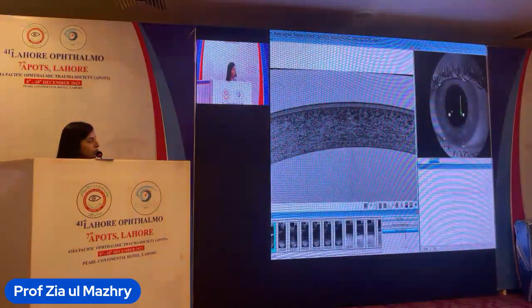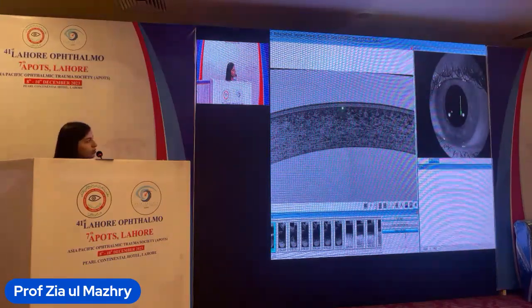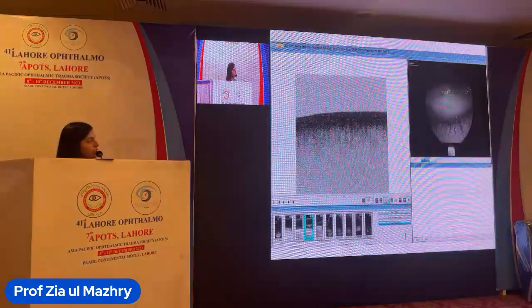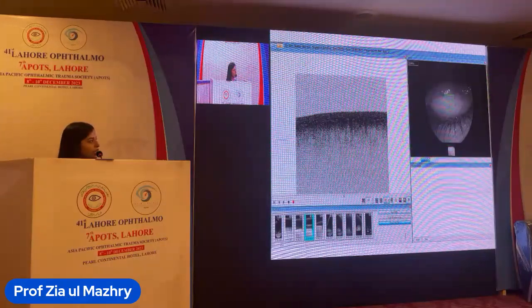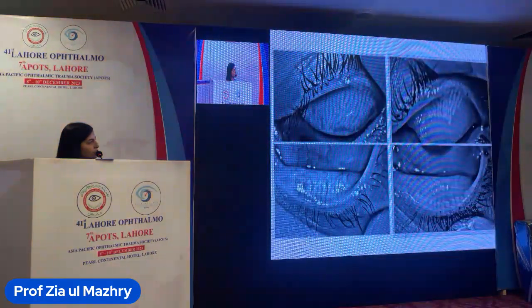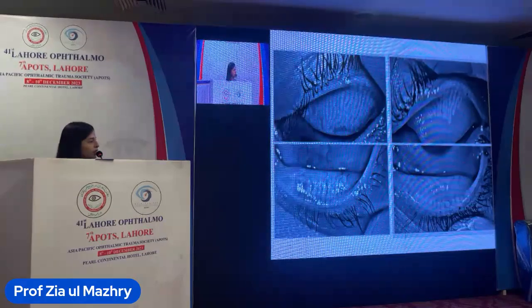Further, we measure the corneal epithelium. This is the whole cornea, and this is the corneal epithelium. We can measure it from anywhere, like the central area or the peripheral area, and compare it with normal values. Here is how to see the meibomian gland. You have to evert the upper lid and lower lid and take a snap of that. Here you can see a normal meibomian gland. Here are the dystrophies, where glands are missing. Again, you can see the meibomian glands and rule out whether the glands are complete in number or have dystrophies.